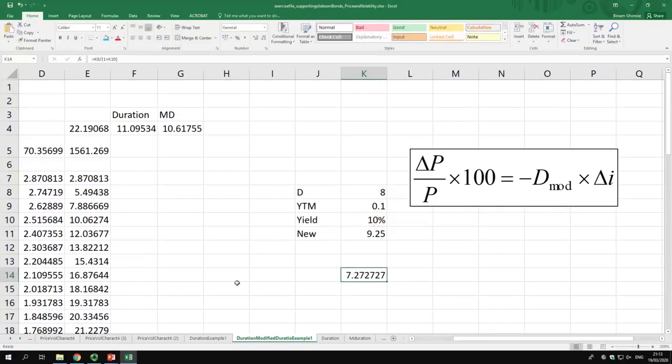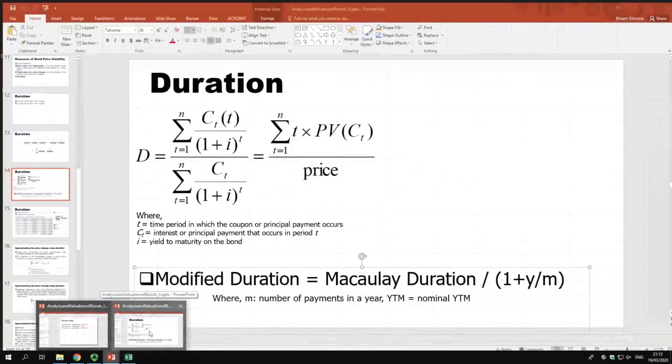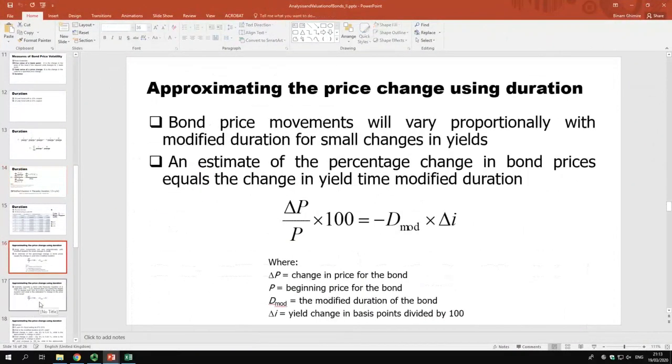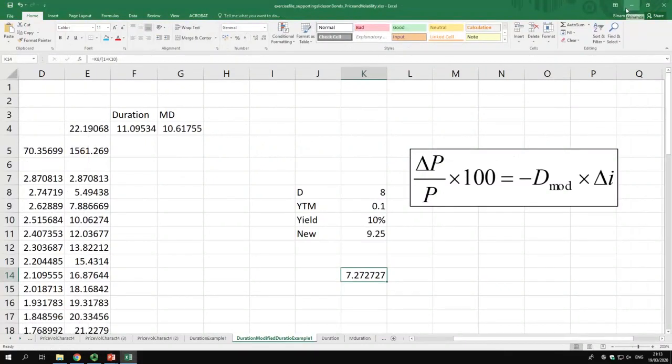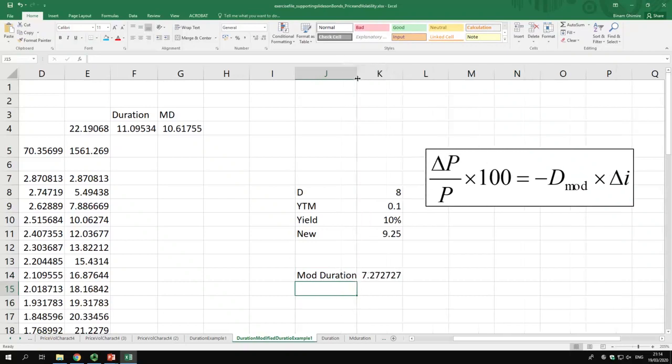The question didn't say anything about the coupon payment frequency. So I can just keep it annual, which is fine, or I can assume semi-annual, absolutely fine. So now I found 7.27 when I said this is annual, which is divided by 1. Therefore I found the modified duration, which is 7.27, or approximately 7.3. Now, using this modified duration, I would like to approximate the percentage change in the price of the bond.